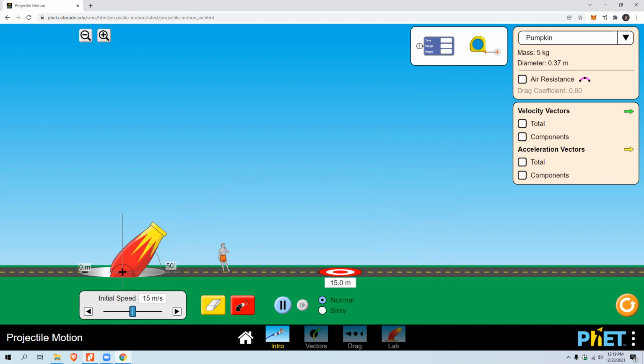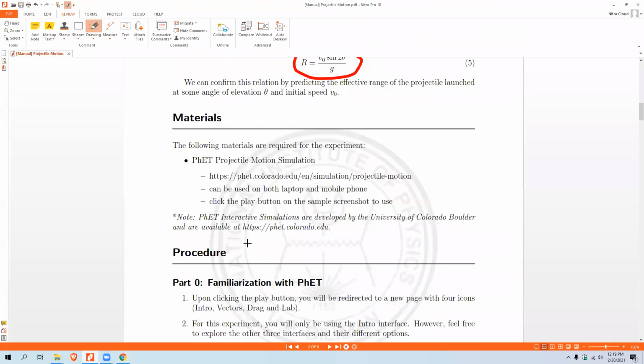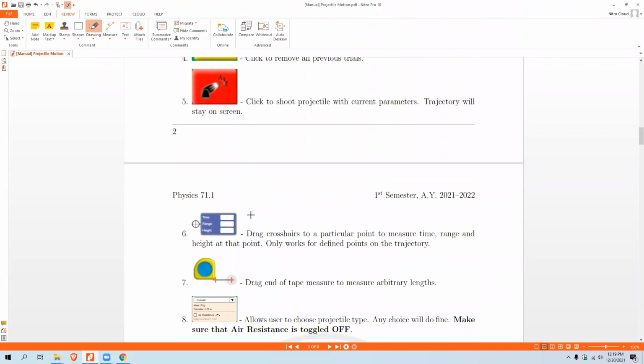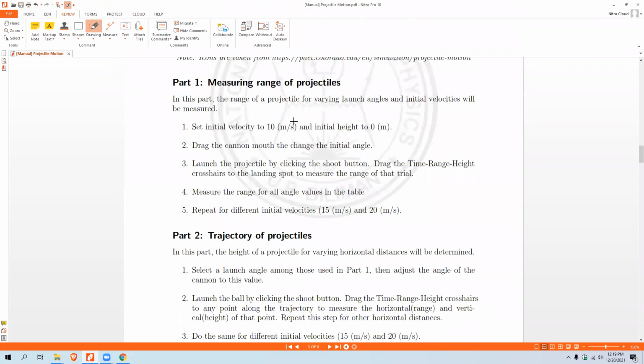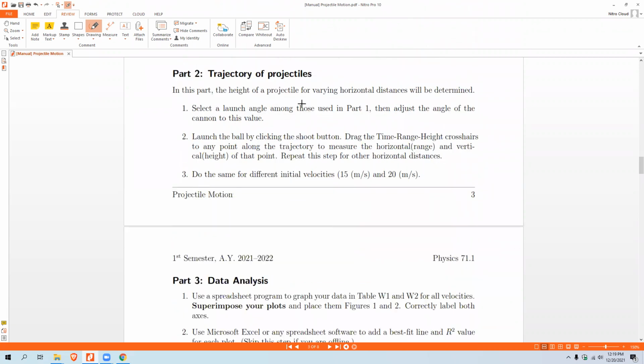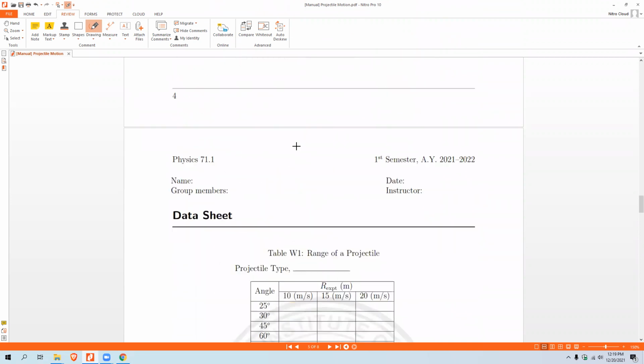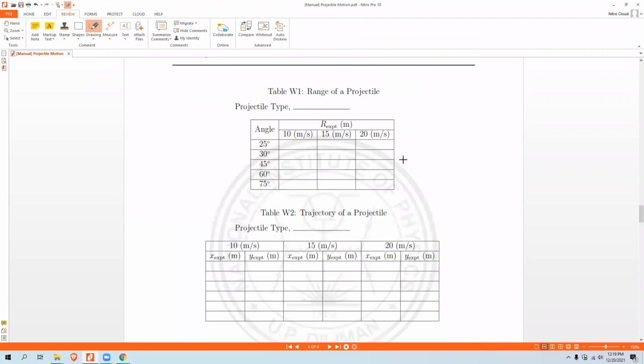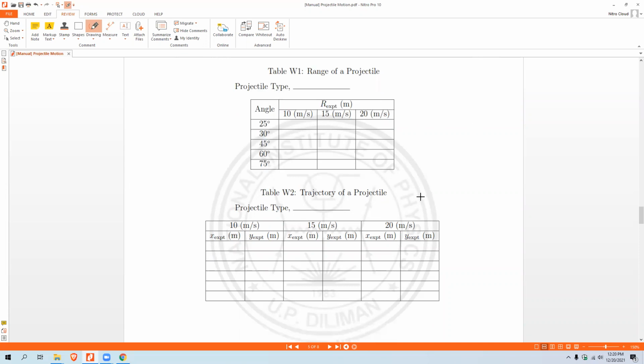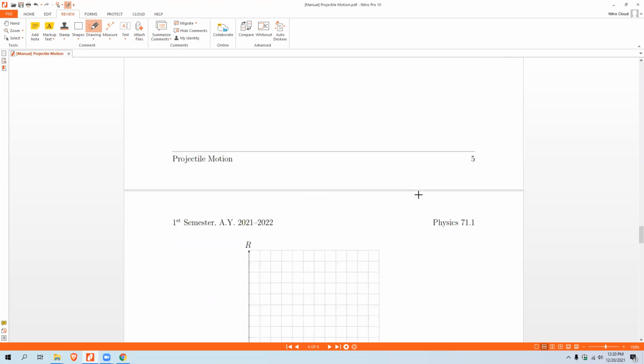So dito, balik tayo. So familiarization with PhET. So part 1, measuring range of projectiles, trajectory, data analysis. So dito actually, yung pinaka-important ay ang elements ng graph. Yun yung pinaka-chinekan ko actually. Kasi the graphs themselves are correct. So dito sa table 1, table 2, there's nothing to check here. This is just listing of whatever you recorded.